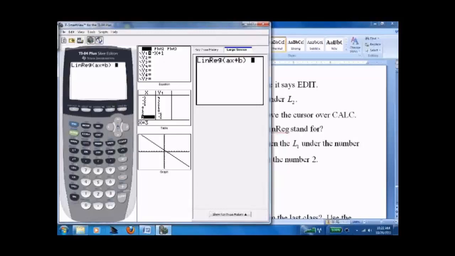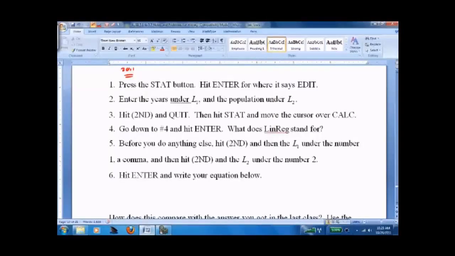And before we do anything else, we hit the second, and then the L1 under the number 1. So second, and you see the L1 up there, get L1. We hit a comma, which is right here, then second, L2. So we're telling the linear regression to be done on the data from list 1 and list 2, which we put in earlier. Now we hit enter, gives us the equation, y equals ax plus b. A equals 2.57, B equals negative 4858. We'll round. There it is.